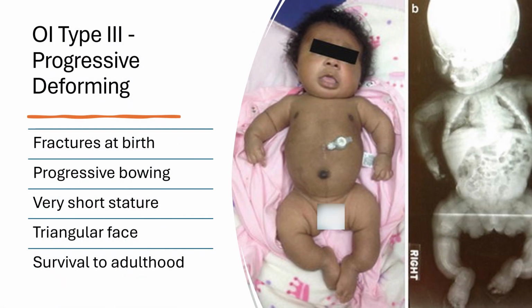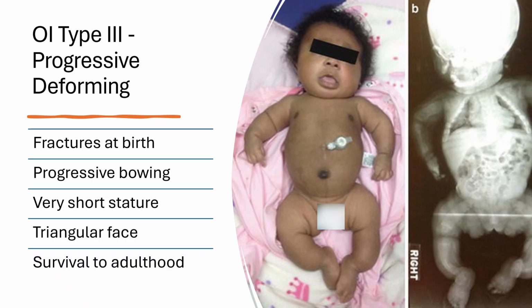OI type 3 represents a severe form of osteogenesis imperfecta that allows survival but creates progressive deformities throughout life. Think of this condition as occupying the middle ground between the lethal type 2 and the milder forms, severe enough to cause significant disability, but not so severe as to prevent survival to adulthood. The presence of fractures at birth immediately alerts you to the severity of the condition, distinguishing it from milder forms that might not manifest until the child becomes mobile.